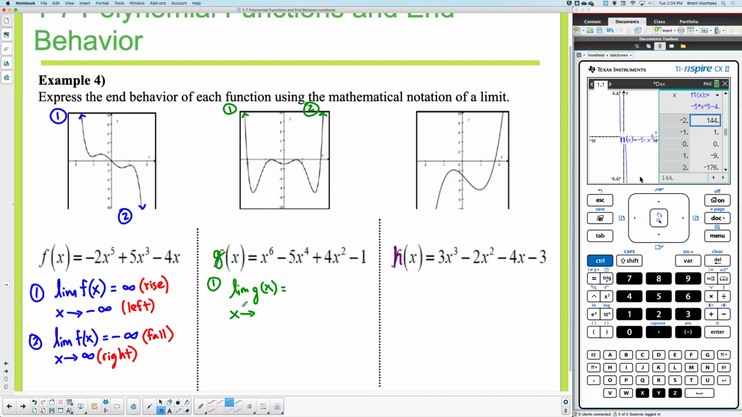Left. What symbol for x represents moving left forever? Negative infinity. Good. As we move left without bound, meaning as we decrease without bound, what happens to my y values? Do they rise, fall, get flat, or come to a point? They rise. Put a positive infinity. Okay. Limit 2.